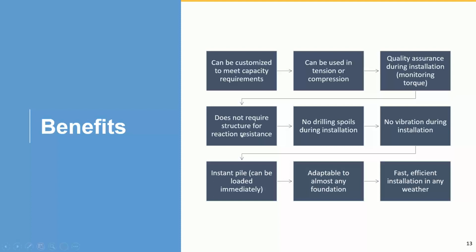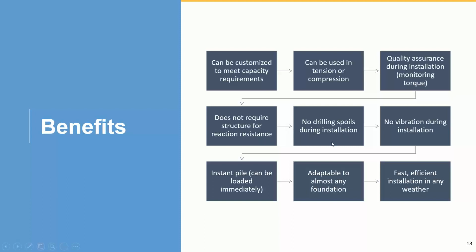And that's why you don't use push piers in new construction. You have to have some structure. They use the structure for reaction resistance. So I've seen them mostly in Texas, for underpinning. Okay, these are called push piers. Whereas helical piles can be used for underpinning, I've been using them a lot, and they can also be used for new construction.